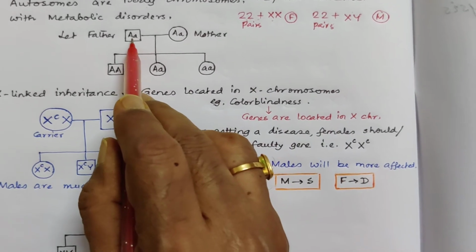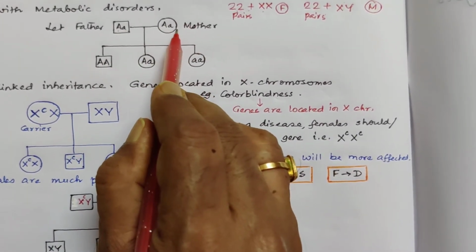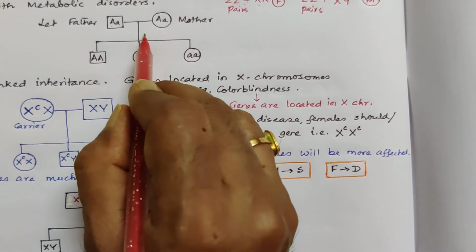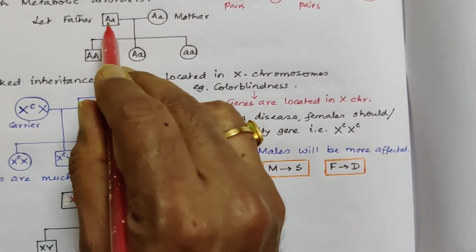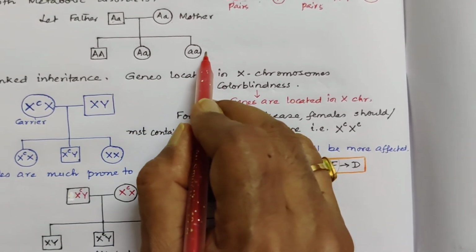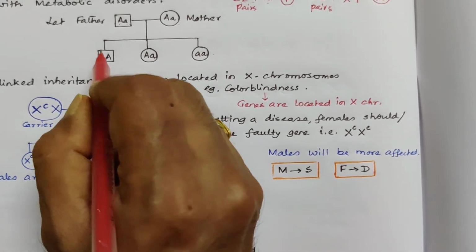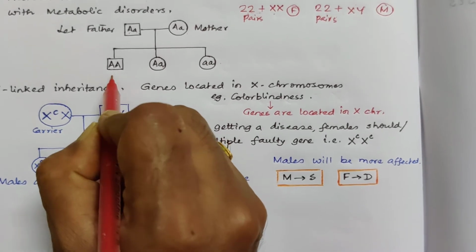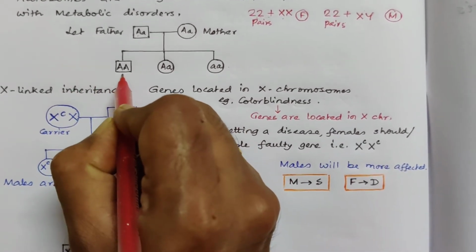Now let the father be capital A small a and mother also be capital A small a. Now the possibilities of the offsprings are, there are three possibilities. One is capital A from here, capital A and small a from here, and small a from here. Now in these three possibilities, this one will be having metabolic disorder.